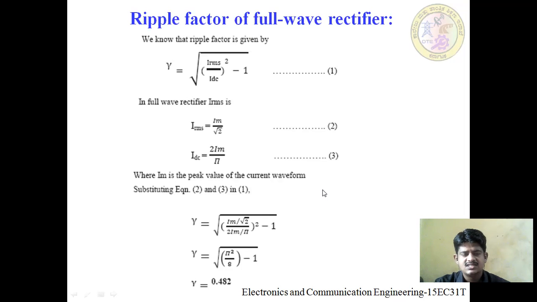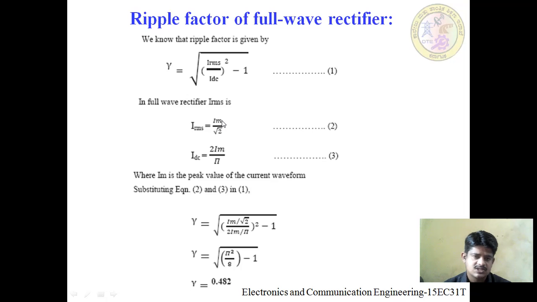In this slide, we are going to calculate the value of the ripple factor of a full wave rectifier. First, this is the ripple factor equation: gamma is equal to the square root of (IRMS divided by IDC) whole square minus 1. This is the main equation. Now we need to substitute the IRMS and IDC of a full wave rectifier, and then we will get the value.